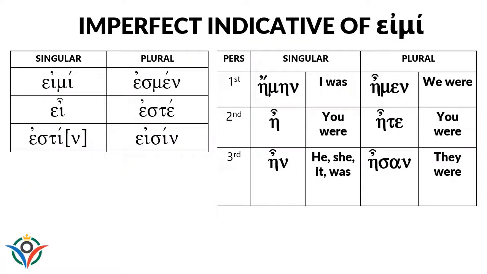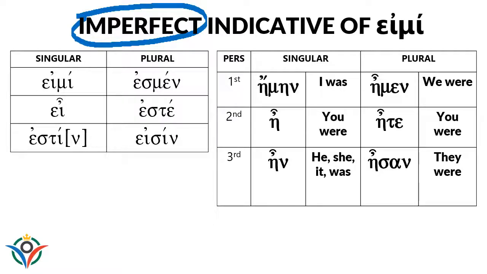And now let me teach you the imperfect indicative of eimi. So on the left hand side, I've given you the present forms just to see if there are any similarities or differences between them and the imperfect. So as you can see, they are very different. And so the imperfect forms are going to seem very foreign to you initially. But if you just go over them regularly and practice them, you should have them down in no time.